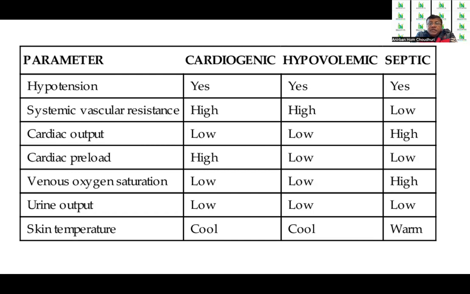The cardiac output is high, maybe in the initial stages of septic shock, but subsequently it also falls, but it is low in the other two. Cardiac preload is high in cardiogenic shock and low in the other two. Venous oxygen saturation is high in septic shock, and the urine output is low in all. So this is one of the ways by which you can relate some of the clinical findings and some of the findings on the monitor to distinguish between the three when some overlapping features are present.